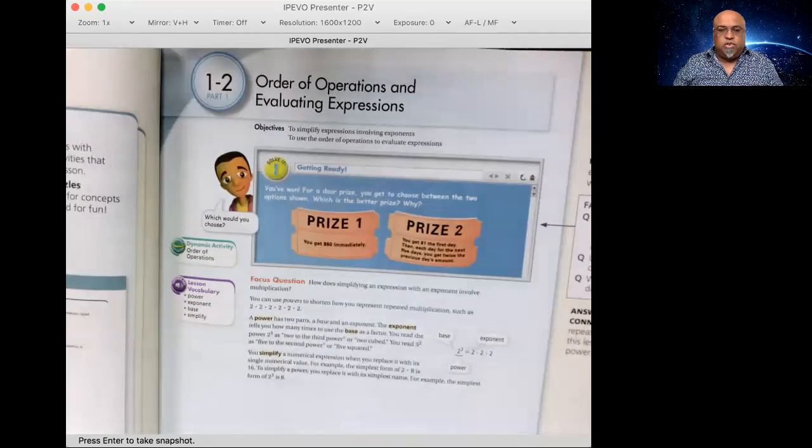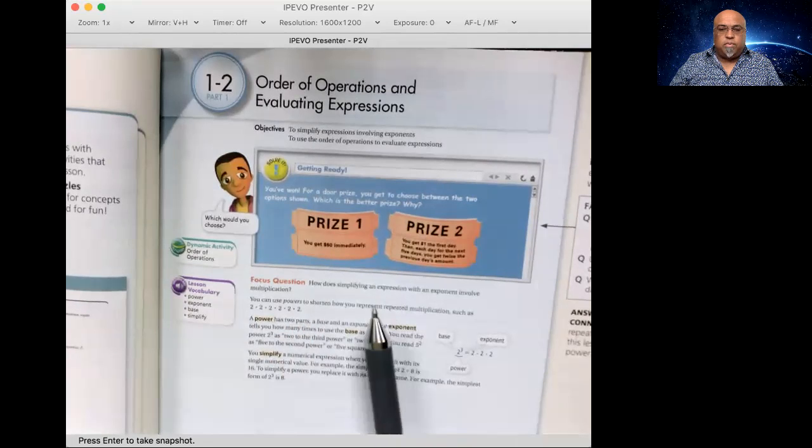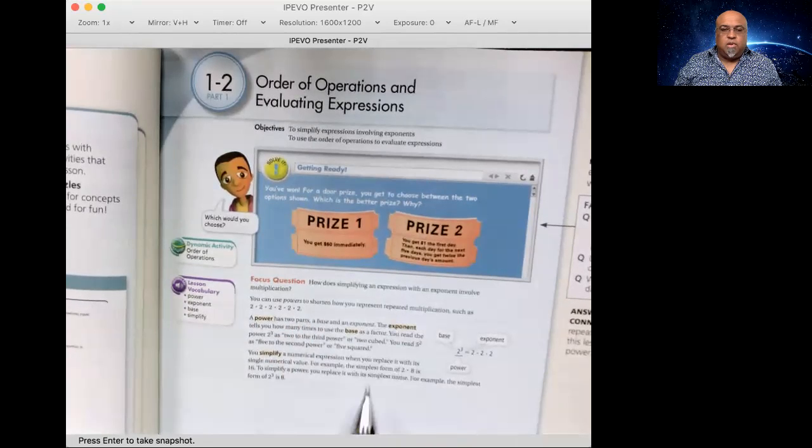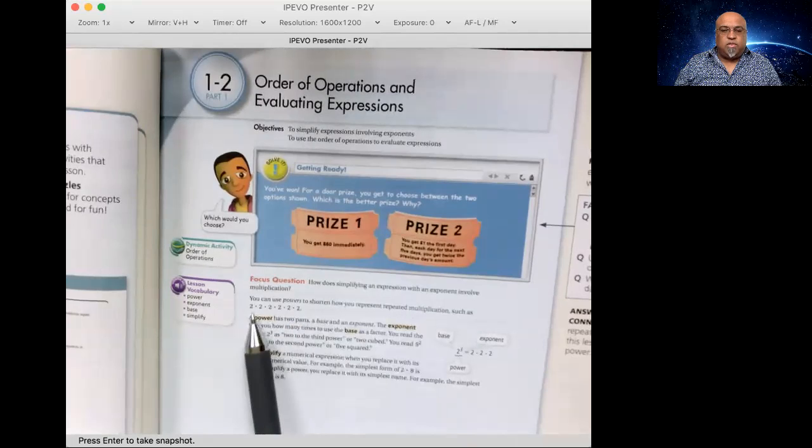First I'll go into the focus question: how to simplify an expression with an exponent involved in multiplication. You can use powers to shorten how you would represent repeated multiplication. Now in this case I have 2 times 2 times 2 times 2 times 2 times 2.